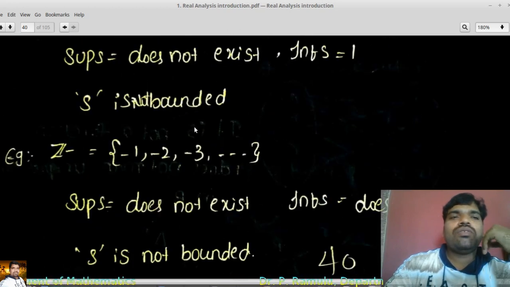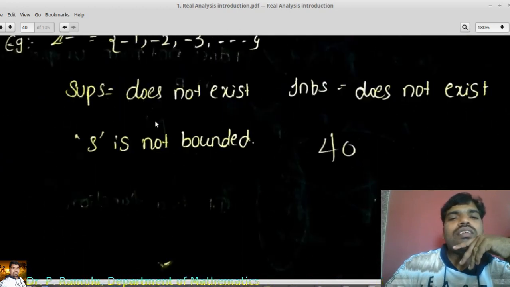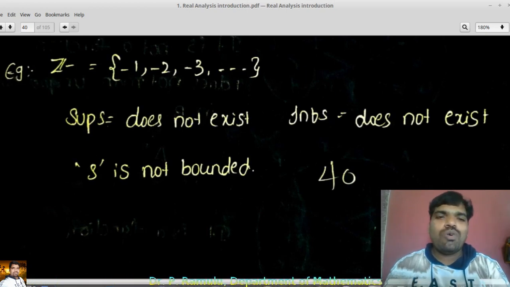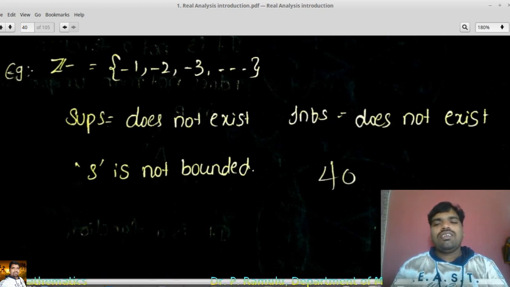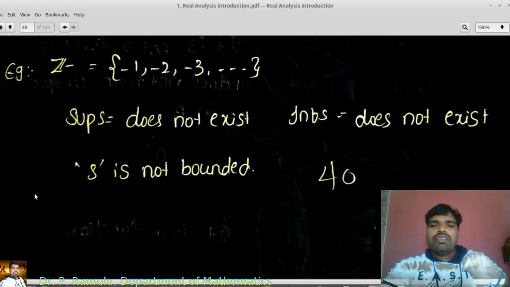Q and R are also not bounded sets. So till now we have discussed the bounded set. That means a set is said to be bounded if it has a lower bound as well as an upper bound. You can take any real numbers in this way, so we can cut the left side and the right side. That means k2 and k1. If all the elements lie between them, then we say that the set is a bounded set.